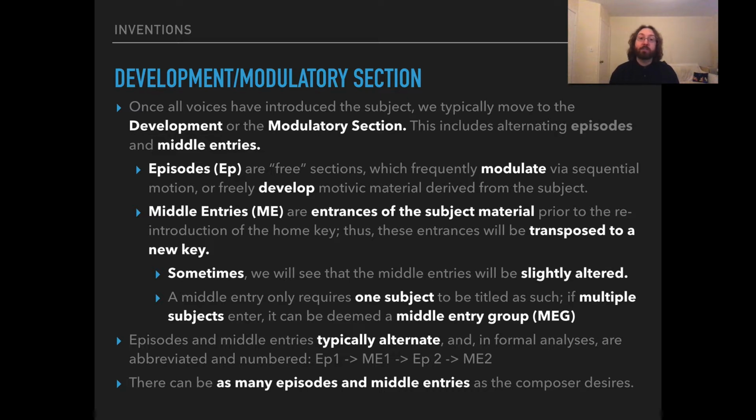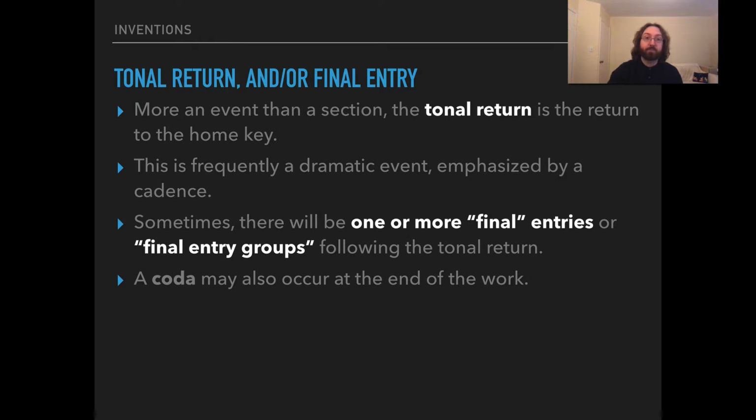Episodes and middle entries typically alternate and, in formal analyses, are abbreviated and numbered. So we'd go episode 1, middle entry 1. Episode 2, middle entry 2. And there can be as many episodes and middle entries as the composer desires.